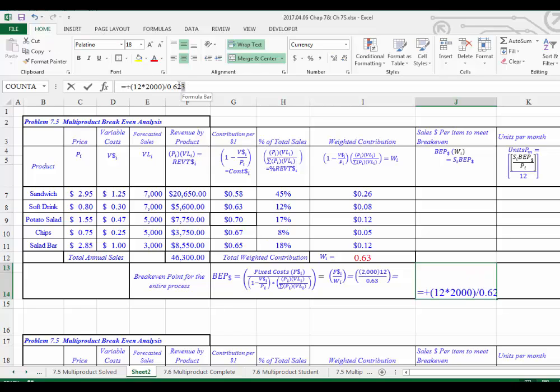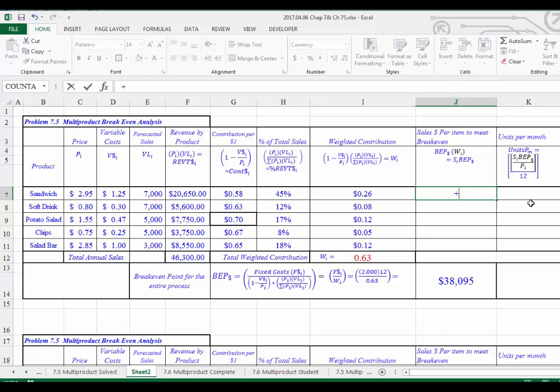But we're sticking with our 2 decimal places, so we're going to go here with 3, and that's what we get. Now, if we want to calculate the sales per item to meet break even, well, now we just take each of these numbers and multiply it by our weighted factor. So we'll need to anchor again. So we'll take this 38,095 multiplied by our weighted factor.